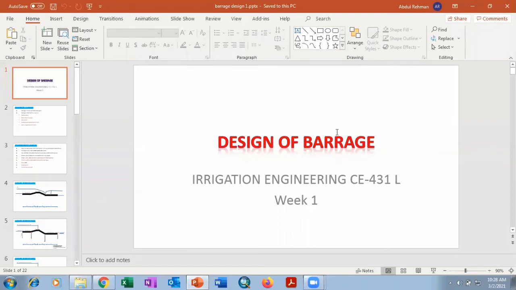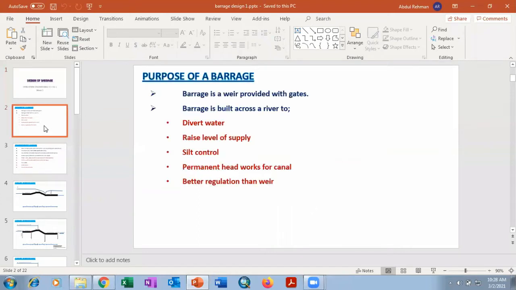The second design job will be the design of an irrigation system, and last we'll be studying the Indus basin irrigation system. Regarding the design of a barrage, I'll start with a basic introduction, starting with the definition of a barrage.